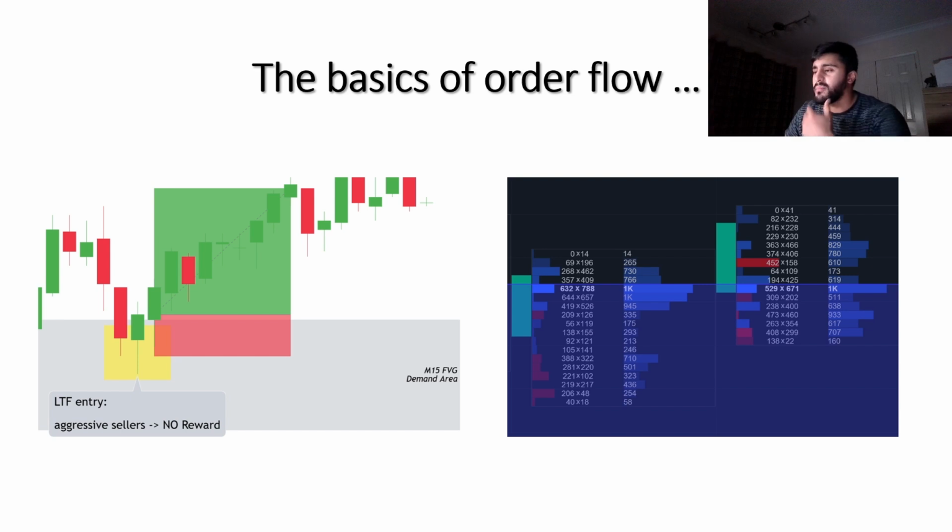I'll go through that one more time. We have a lot of aggressive sellers over here. When there's a lot of aggressive sellers trying to move the markets down and price fails to move down, this shows us that there's passive buyers sitting there. So there's more passive buyers than there are aggressive sellers. And this is the true information that gives you the true logic and narrative behind the fair value gap, if it's going to hold or if it's going to break. And this is the true nature of order flow. And this is how powerful it can be.